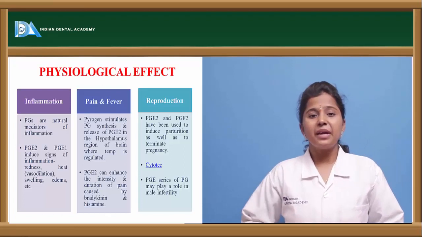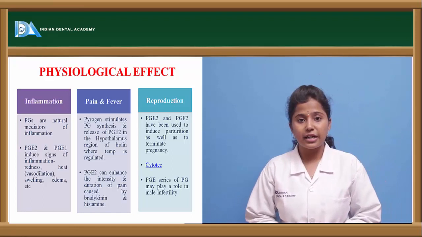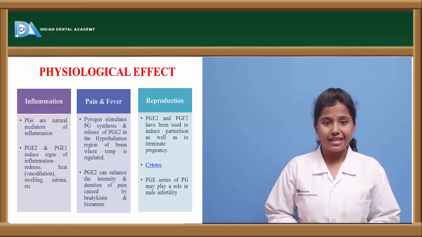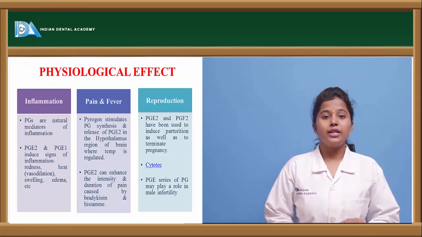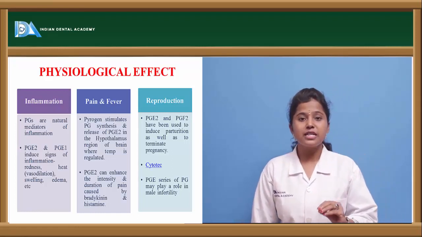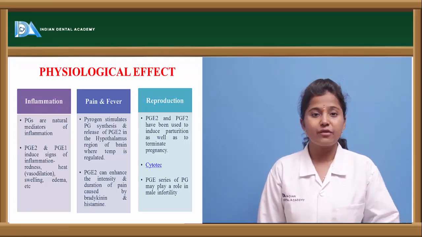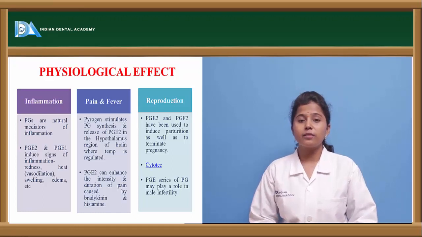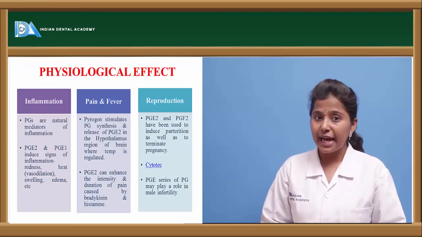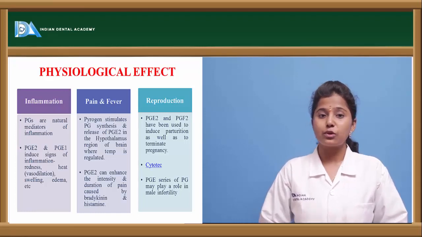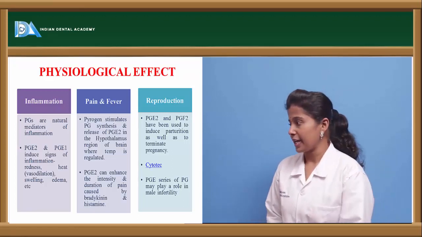And there are three main physiological effects of these prostaglandins. Overall, these prostaglandins show three types of physiological effects. One is inflammation, the other is pain and fever, and the other is reproduction. Especially when inflammation is observed, PGE2 and PGI2 type of prostaglandins are released because of injury or damage to the tissue, and they exert their action. They show vasodilation or vasoconstriction based on the tissue present, and thereby they exert their action.